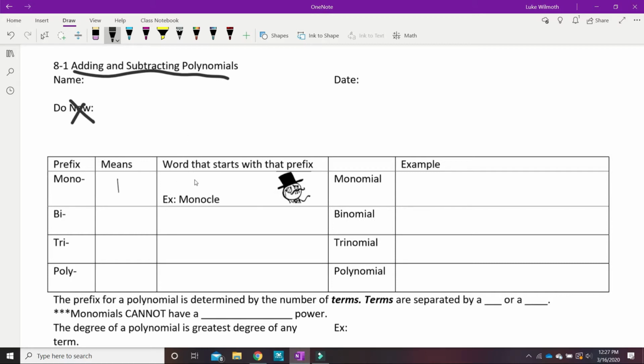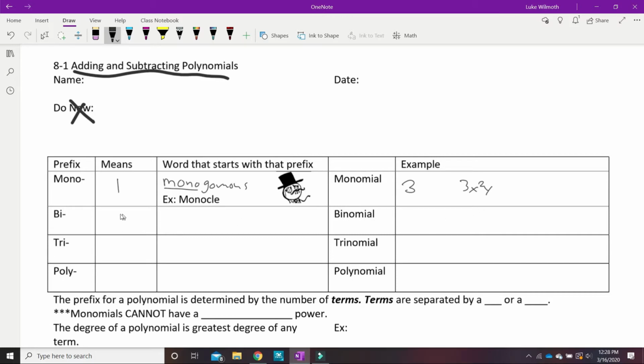We can think of lots of words that start with mono, like monogamous. It means that you're only going to marry one person, only going to be in a relationship with one person. So a monomial is just one term. It could be something like 3, that's one term, or it could be something like 3x squared y. Because there's no pluses or minuses, this is still one term.